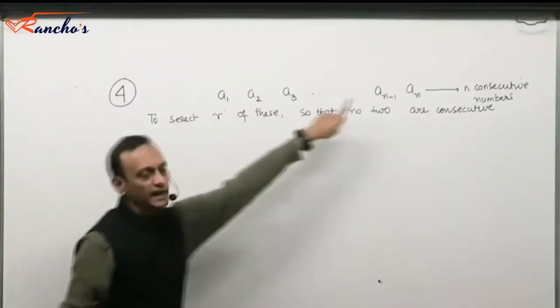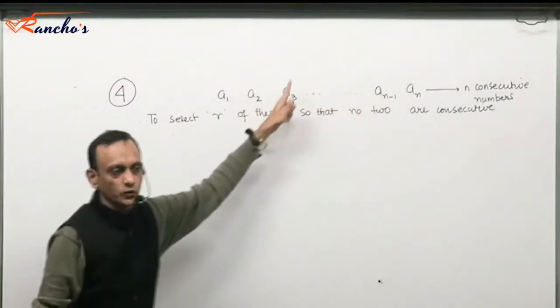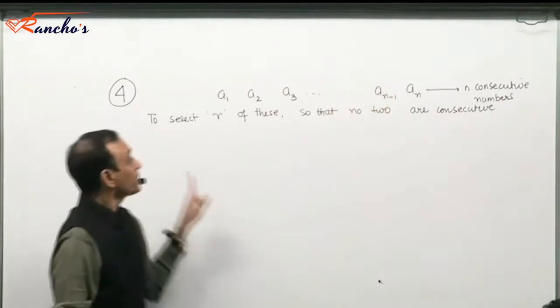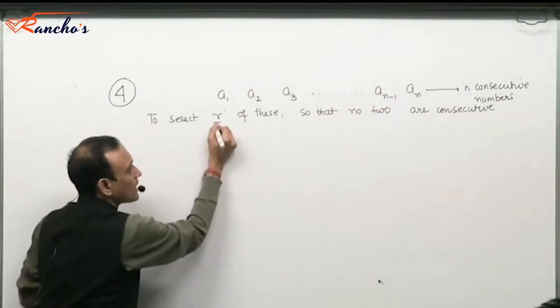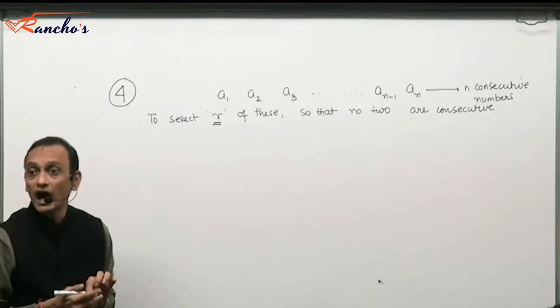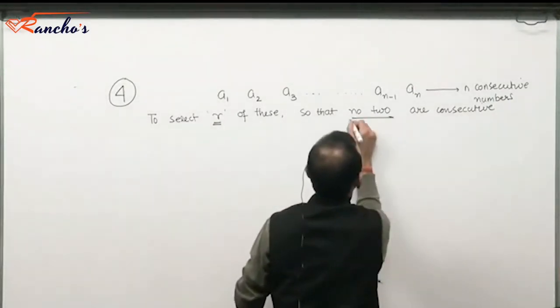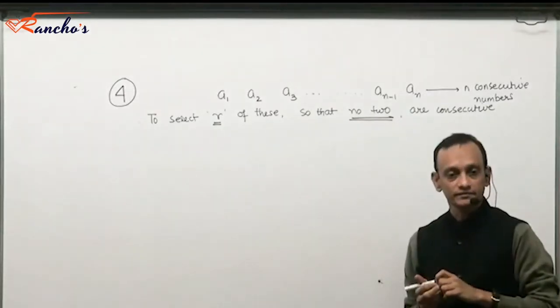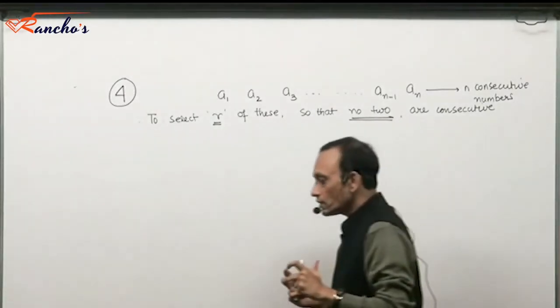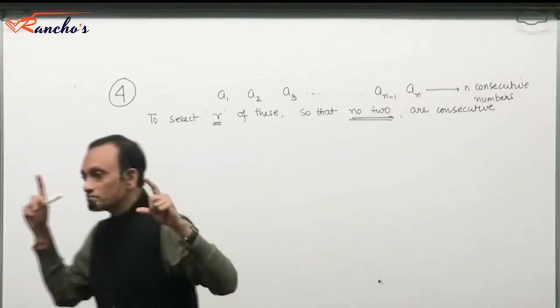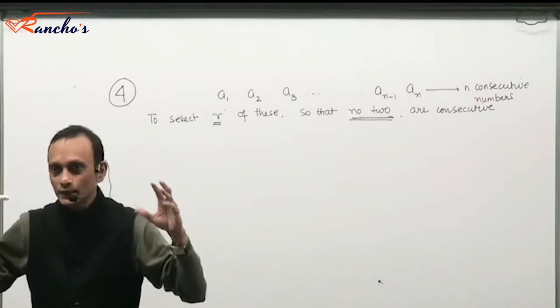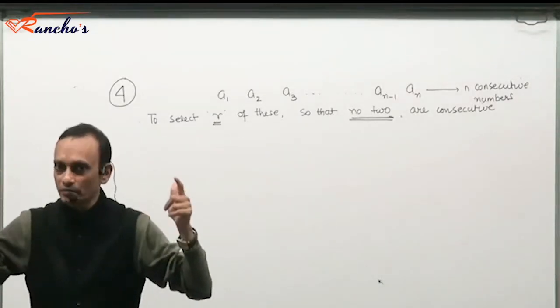The problem is about these n consecutive numbers a1, a2, a3, ..., an, right? And I want to select r from amongst these so that no two are consecutive. Right? Remember the non-stopping station problem? We'll convert this problem into that very known problem.